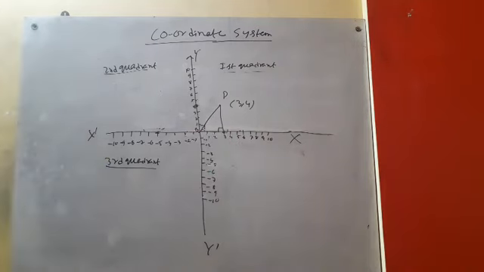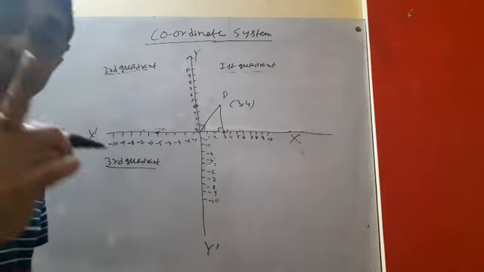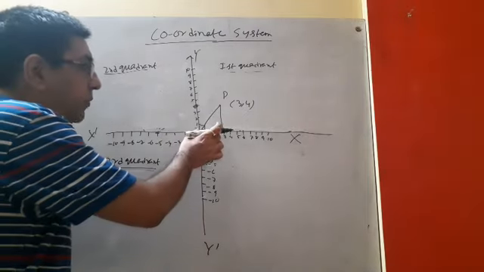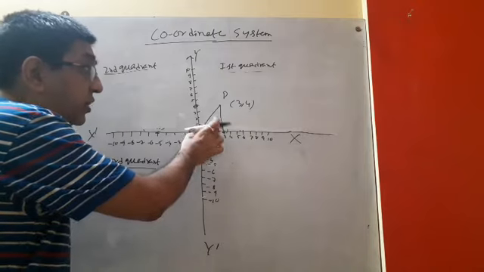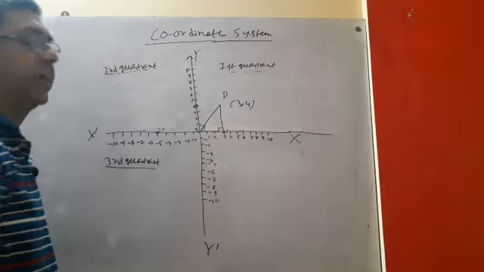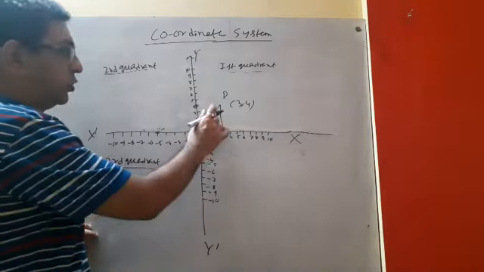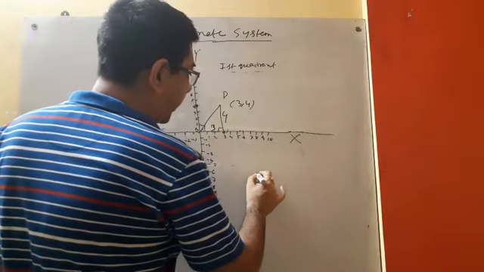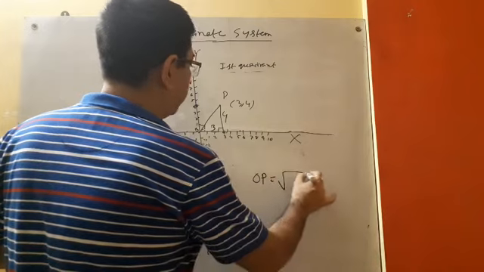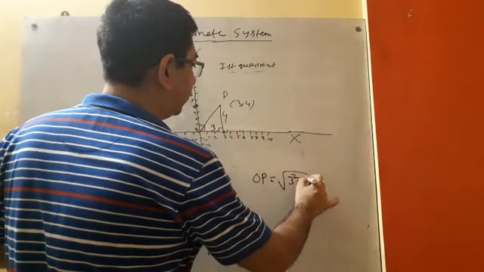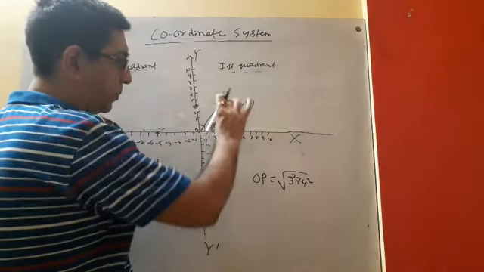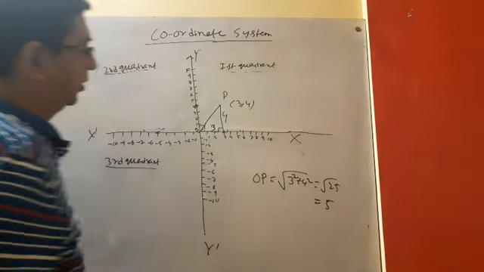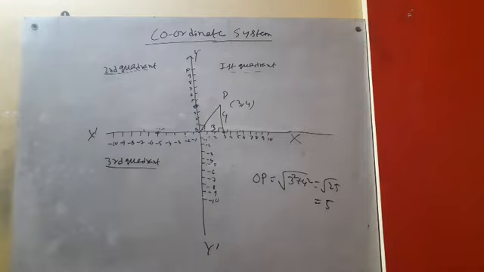Because I told you, in case of ordinate, this is the perpendicular distance of the point from the x-axis, and in case of abscissa, this is the perpendicular distance of the point from the y-axis. So this is 90 degrees, so this is the hypotenuse. Now this one is 4, this one is 3. So OP is how much? Root over 3 square plus 4 square. Base square plus perpendicular square, that is root over 25 equal to 5. Okay, so OP is 5.